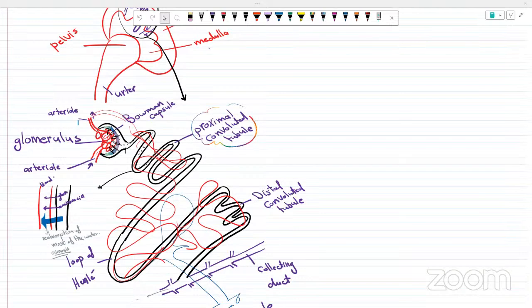After selective reabsorption, yes, but before, no, they will have the same concentration. Is it clear?